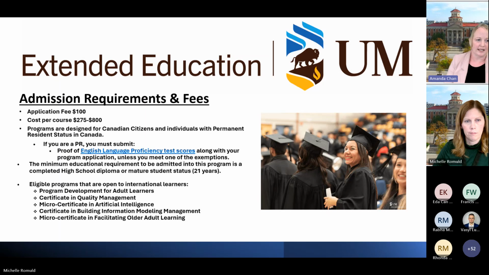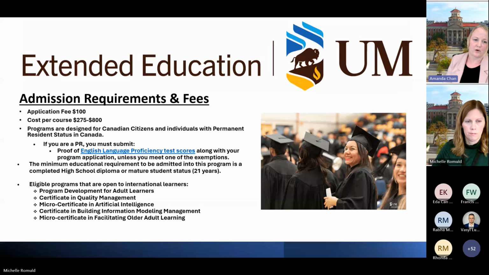All of that is done online. The cost per course, it ranges. It's about $275 to $800 per course, and it will just vary with each program. And the programs are designed for Canadian citizens and individuals with permanent resident status in Canada. If you are a PR, you will need to provide an English language proficiency test score, but there are, again, waiver requirements that if you meet, you are not required to provide that test score.